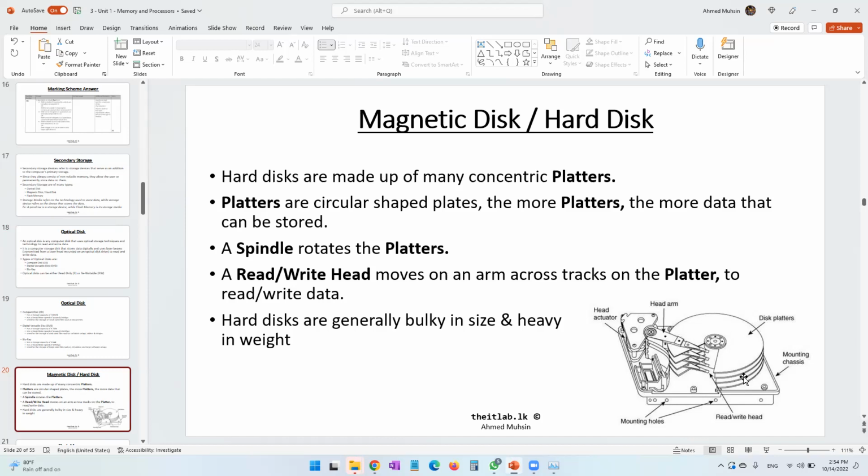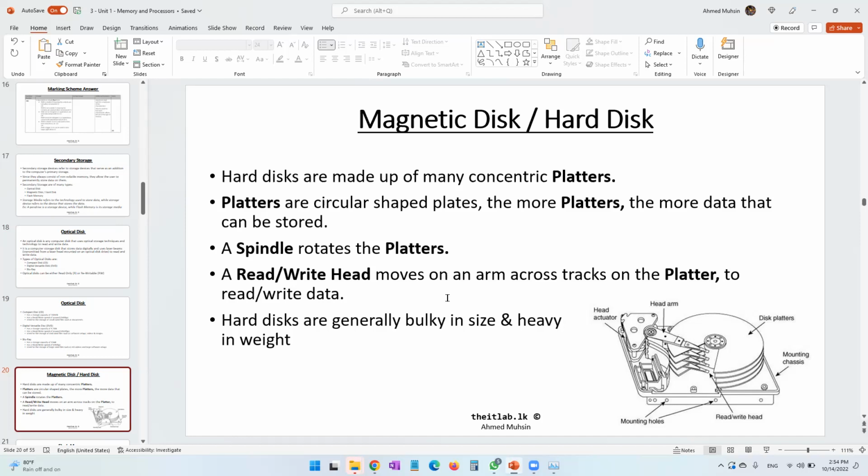So a hard disk or a magnetic disk will have multiple platters. The more platters, the more data that can be stored. Okay, so the more the number of those circular metal platters, the more data that can be stored. Then we have something called a spindle. So over here in the middle, can you see we have something called a spindle? Its function is to rotate the platters. So when this spindle turns, the platters will also turn.